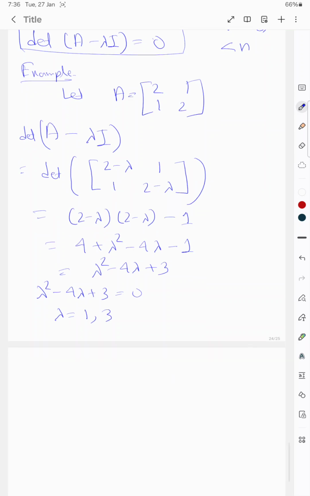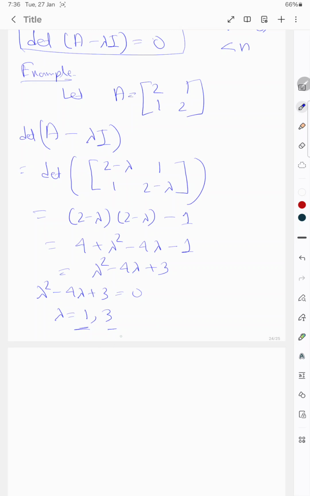Now your job is to find the eigenvector. You see there are 2 eigenvalues. Actually, whenever your matrix is n cross n, it can have n eigenvalues, why? Because in the diagonal position you always have that minus lambda, and those get multiplied.